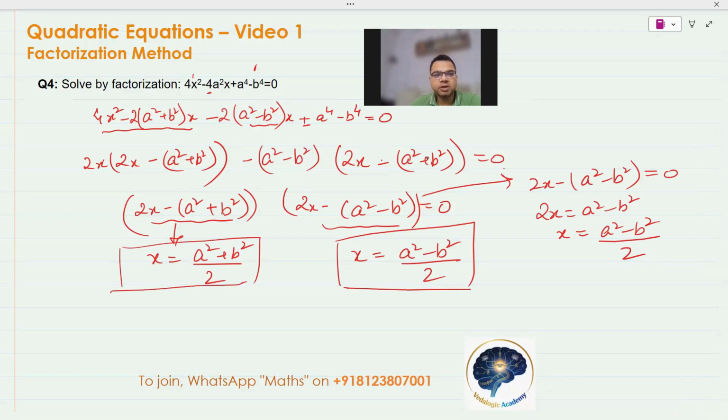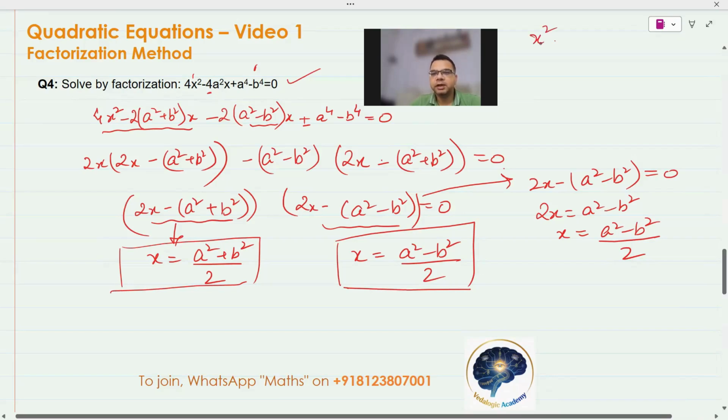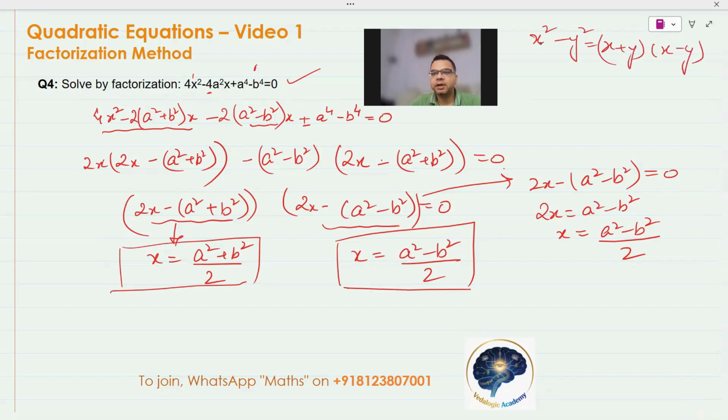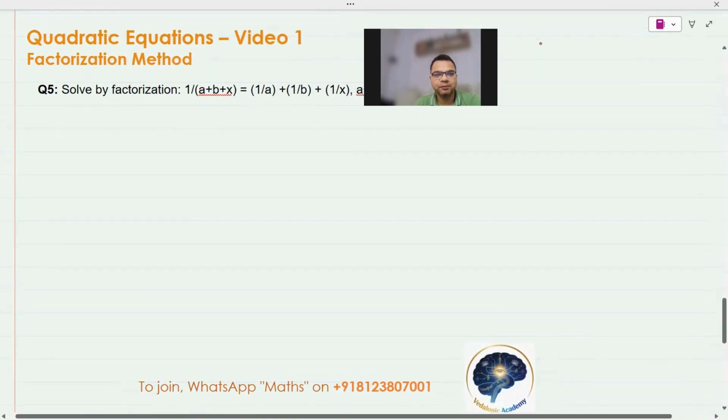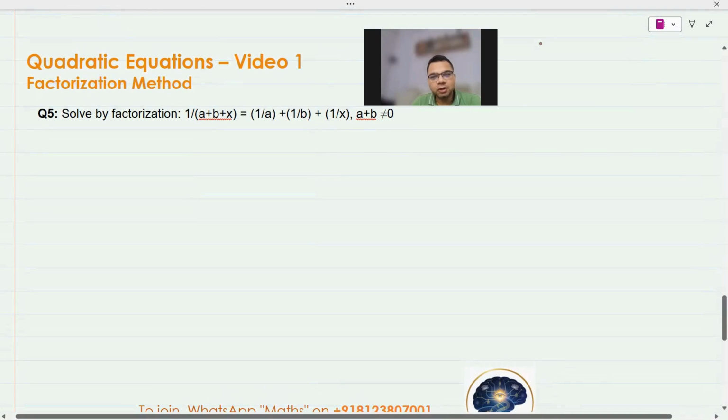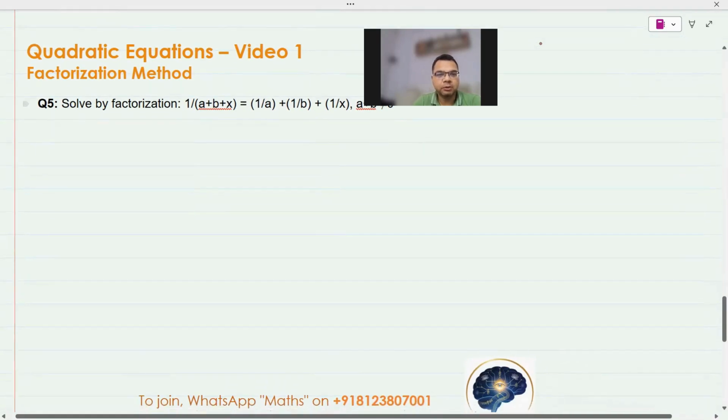So if you see, this equation was not that easy to understand, right? But using the formulas that we have learned, x square minus y square equals x plus y and x minus y, we can divide this term, a to power 4 minus b to power 4, into two parts, a square minus b square and a square plus b square, and using that we have solved the question. I hope it's clear. I'll move to the next question. Okay, so this is also a similar question, and it's one of the important questions, I should say.